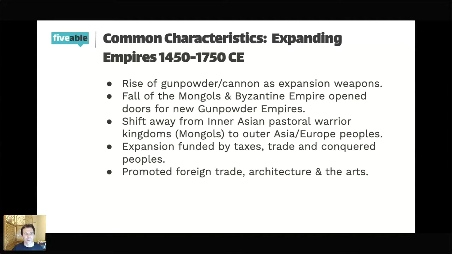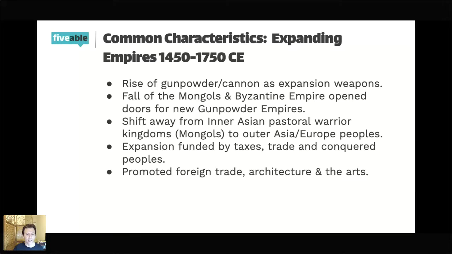This expansion is funded by taxes, trade, and conquered people. Also, these empires are going to promote foreign trade, architecture, and the arts while they're expanding and conquering.